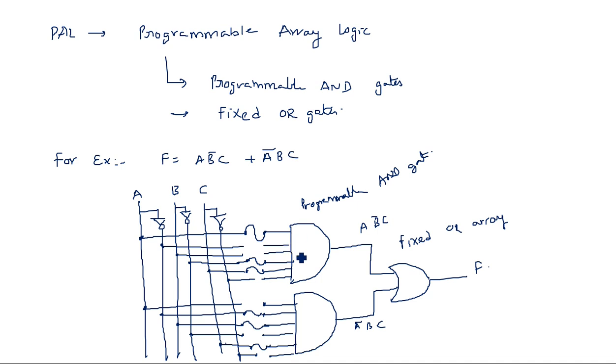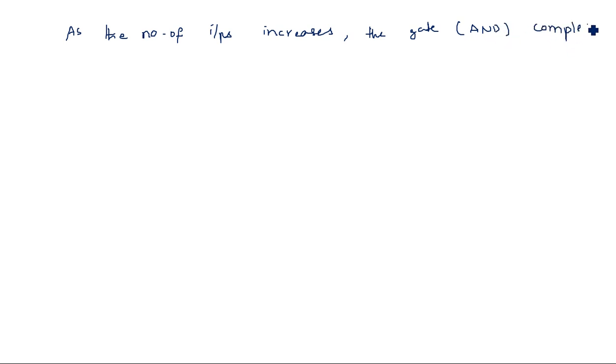So in order to avoid such a situation, the modified and simplified circuit will be as follows. As the number of inputs increases, the gate complexity, gate meaning the AND gate here, also increases.